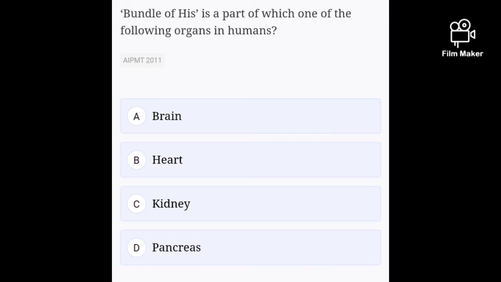Bundle of His is a part of which one of the following organs in humans? Option A brain, option B heart, option C kidney, option D pancreas. Bundle of His is a part of the heart. It is a collection of heart muscle cells specialized for electrical conduction. So option B heart is the right answer for this question. Okay, let's see our next question.